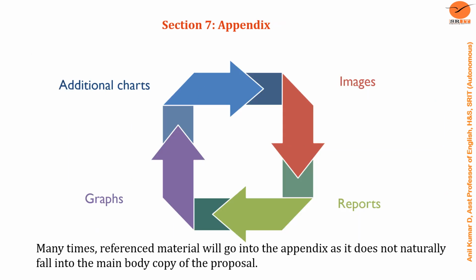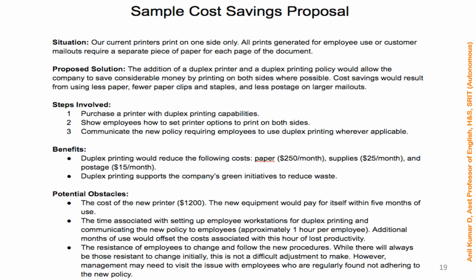And when it comes to the last section, which is appendix, here you can add additional charts and images if you have any, or reports or graphs, because these things cannot be included in the document section. These could be placed in section 7, which is appendix, because many times referenced material will go into the appendixes as it does not naturally fit into the main body or main copy of the project proposal document. Let us now look at the sample cost savings proposal.